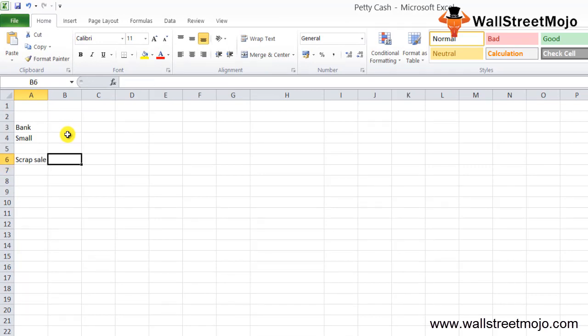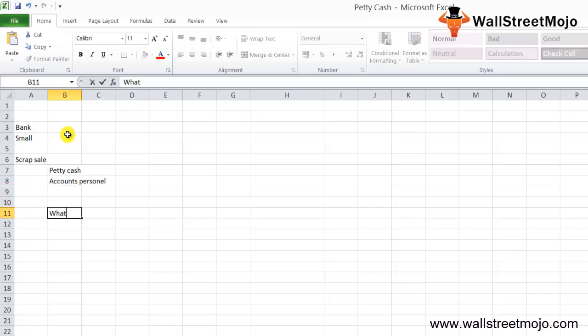So in almost every organization, petty cash is an important and integral part of the accounting function, and mostly taken care of by the accounts personnel only. And in this tutorial, we'll look at petty cash and the petty cash accounting in detail. At the very first, we'll start with what is petty cash.